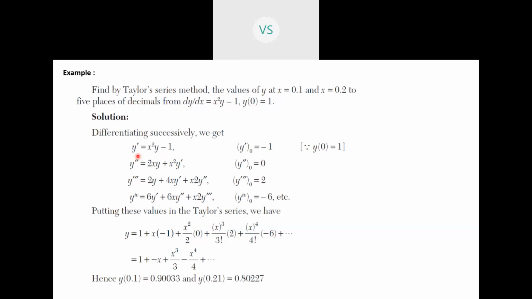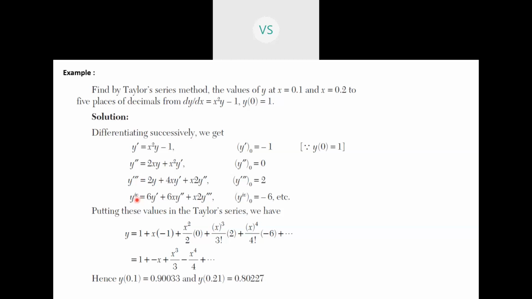So we have the equation y dash is equal to x square y minus 1. Now you differentiate this y dash, you get y double dash, and the value you get on the right hand side is 2xy plus x square y dash. Like this you have to find y3, y4. Now in this problem, they haven't told you up to how many terms you have to consider. So they have considered up to the y4 term here.